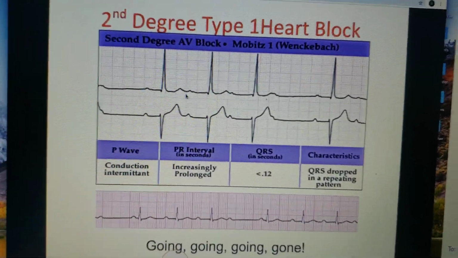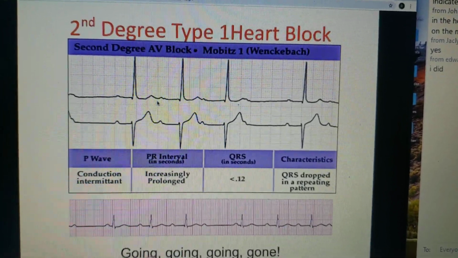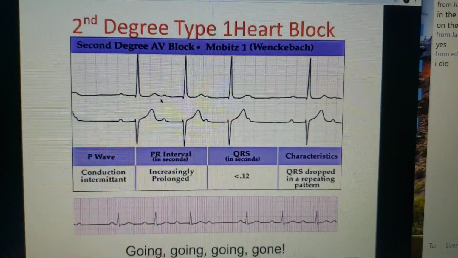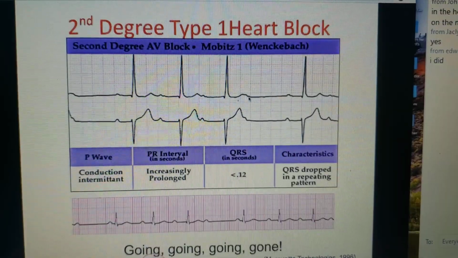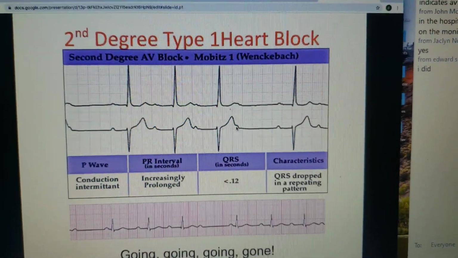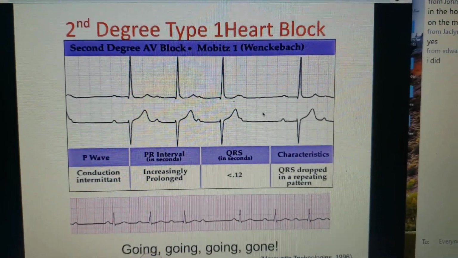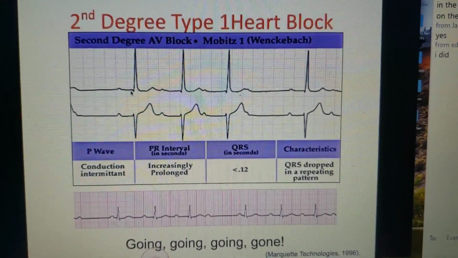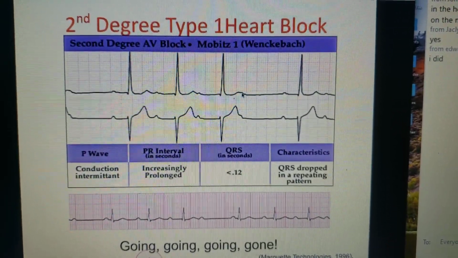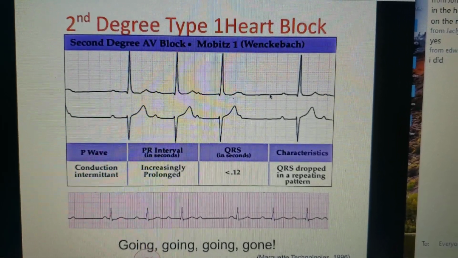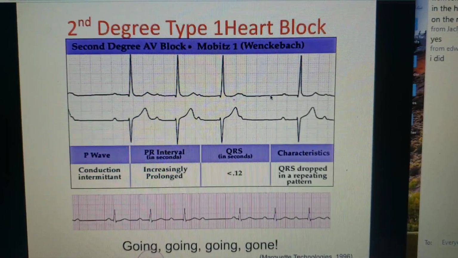So what happens is your AV node holds on and then releases. And the next time around it holds on and then releases. And then goes around again, holds on, and then releases. So it's getting longer and longer, and then all of a sudden you're going to see a P wave, which right here is the P wave. It's kind of hidden in that T. Here's your P wave without a QRS. PR interval, getting longer, longer, longer, and then I have a P wave right here and no QRS. It holds onto it so long that it dissipates the electricity and it doesn't cause the ventricles to contract.